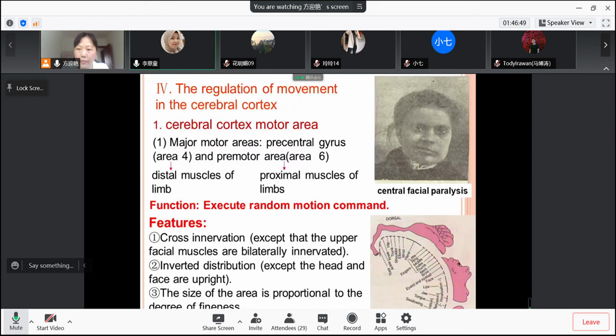So if the legs are damaged, if the legs have muscle dysfunction, you should think about the top of the motor area of the cerebral cortex. If it is the head, you think about the lower part.